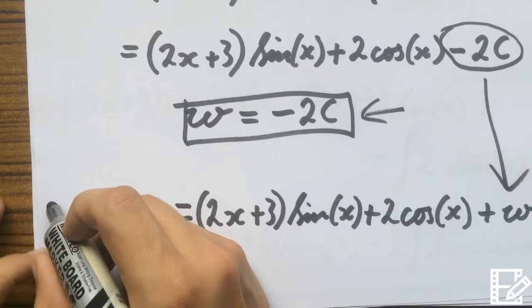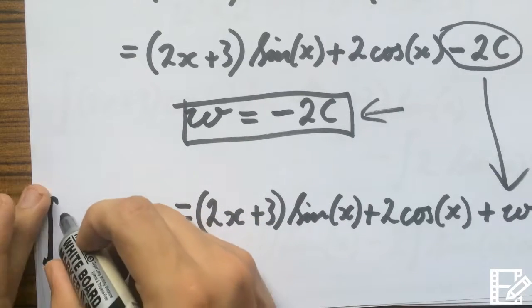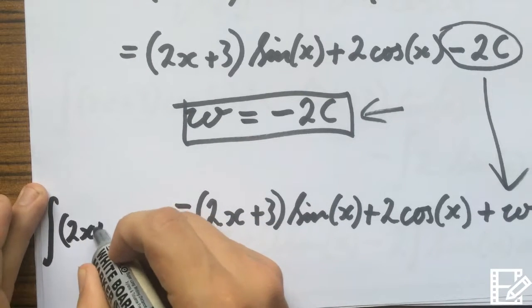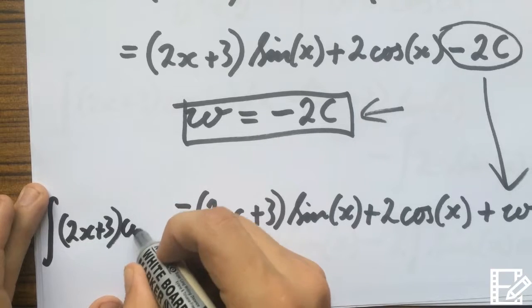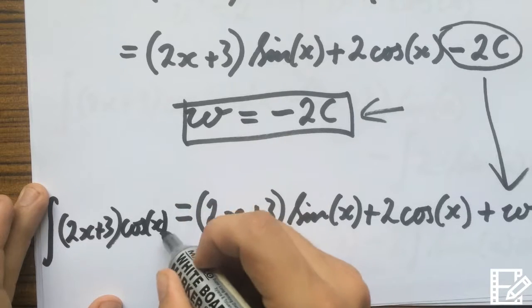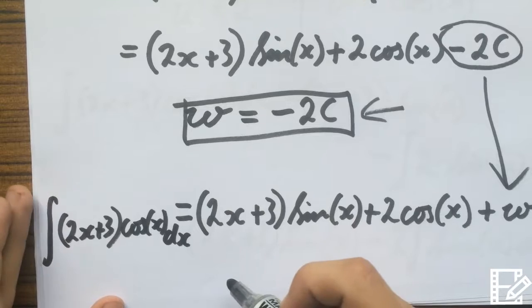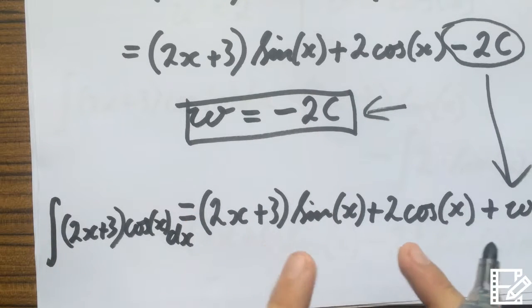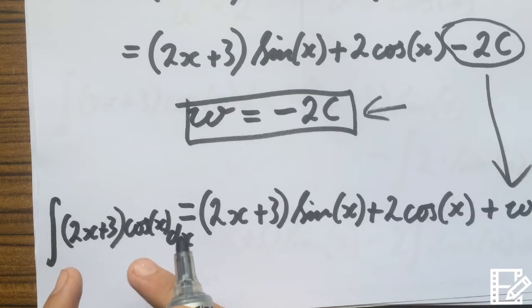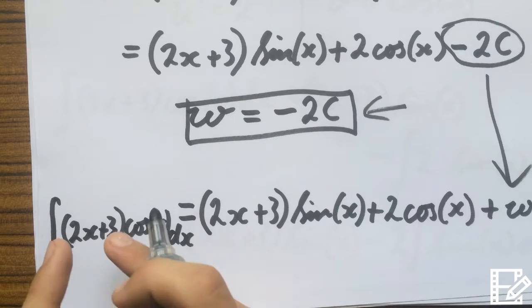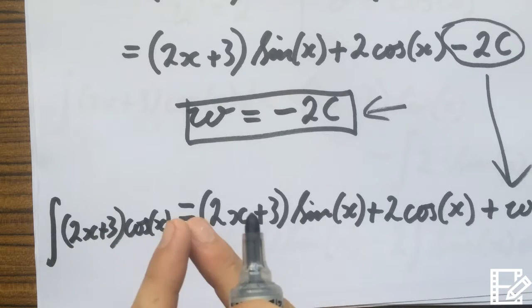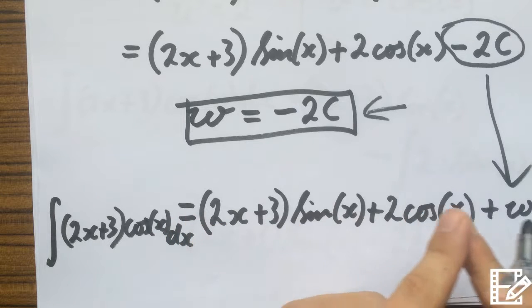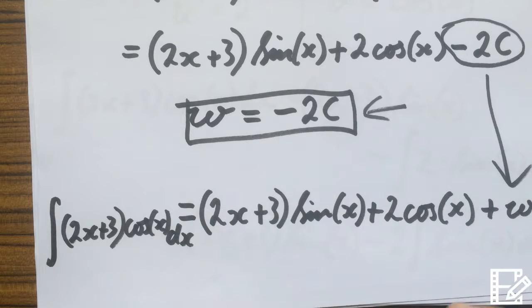And if we rewrite what we started with, the integral of (2x + 3) cos x dx, I can't fit it in, but hopefully you get it, this is equal to this. So the integral of 2x plus 3 multiplied by cos x equals this. I'm not going to read that out, but you can see that. We just worked it out.